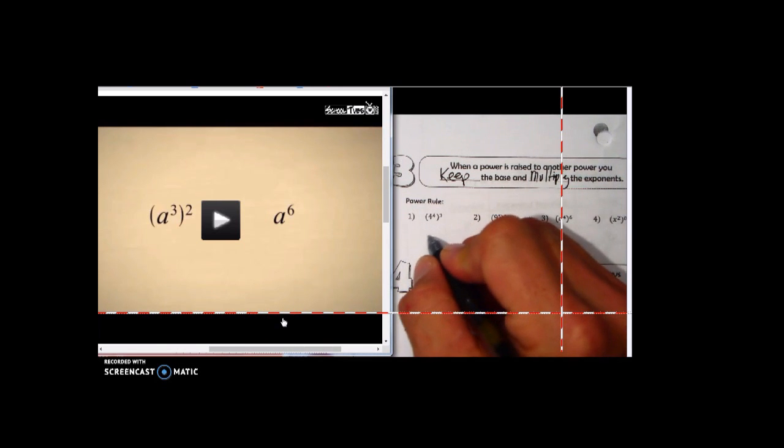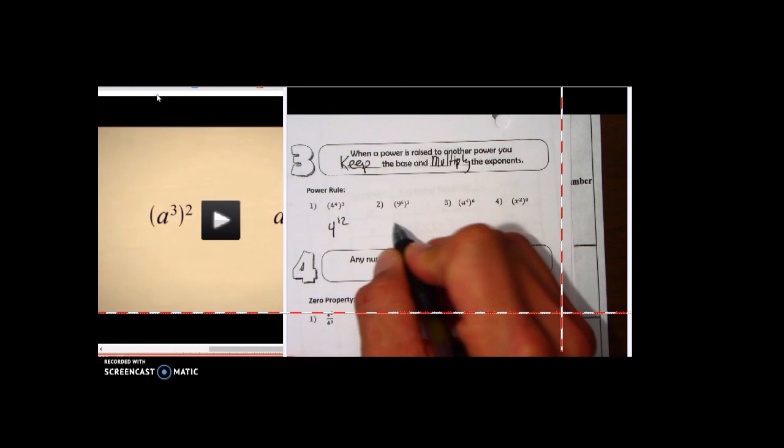So 4 to the fourth to the third power is 4 to the what? 4 to the 12th, right? 9 to the fifth to the second power is 9 to the 10th. Okay? A to the fourth to the sixth power is a to the... No. No. See, that's the thing. That's where you're getting confused. You're not squaring it. You're literally multiplying the exponents.